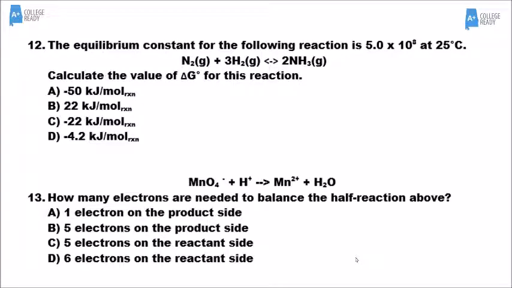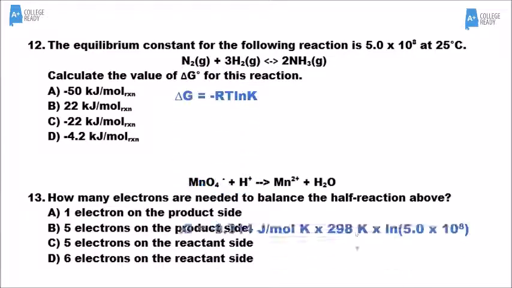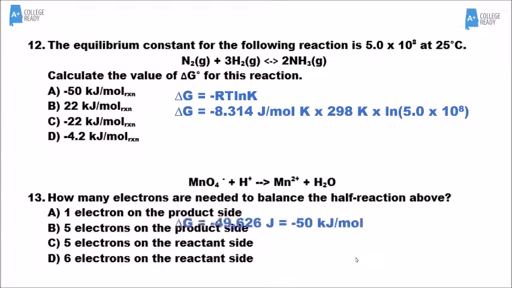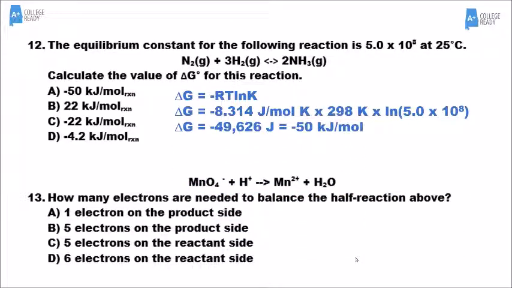So let's see what happens when you actually plug in these numbers. You get a delta G value of negative 50, which makes sense because K is so large.